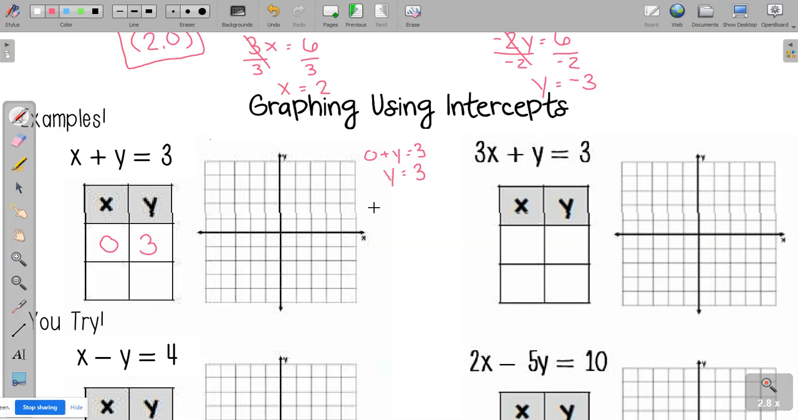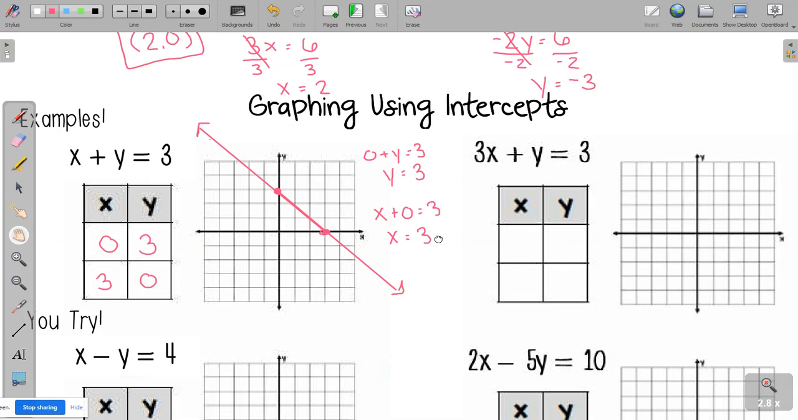Now if we do the same thing but for y, so we're going to have x plus 0 equals 3. Then we simplify it and we just get x to equal 3. So when x equals 3, y is 0. So we have those 2 points, now we're going to graph it. Make sure when you graph it, you go from edge to edge and arrows on both sides.